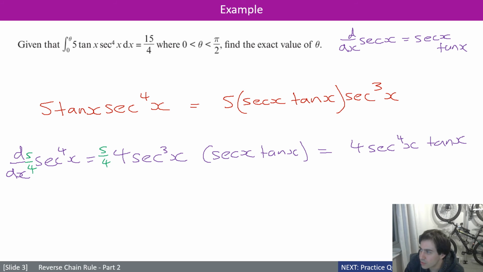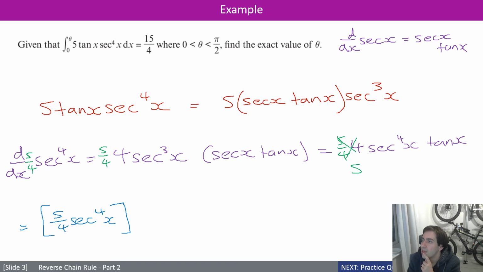So we add 5 over 4, and then we end up just getting exactly what we needed, 5 sec to the 4x times tan x. So that integral is 5 over 4 sec to the 4x. And then what are we told? We're going to then just finish this off. So we'll take the limits, and that's apparently equal to 15 over 4. And now we just do what we normally would do, work this thing out.